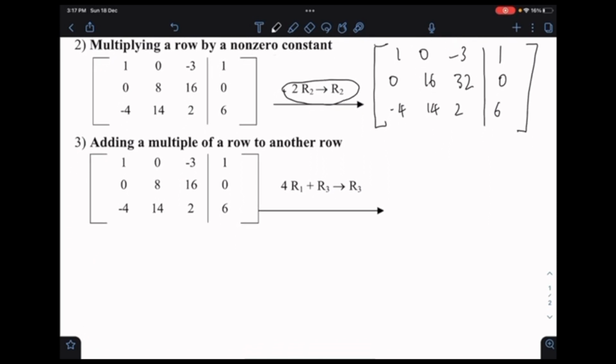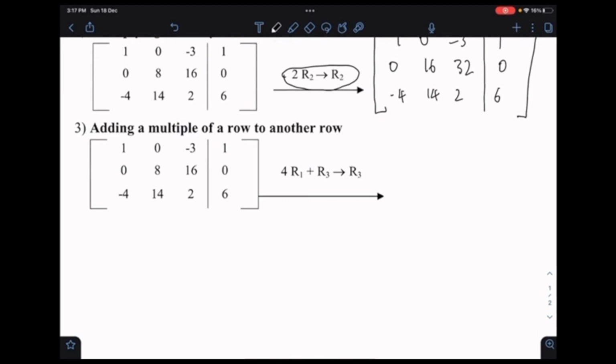The third type of row operation is adding a multiple of a row to another row. We may also multiply a row by any number except 0 and add the results to another row. In this example, we multiply row number 1 by 4 and add the answer to row number 3 to get a new row number 3.